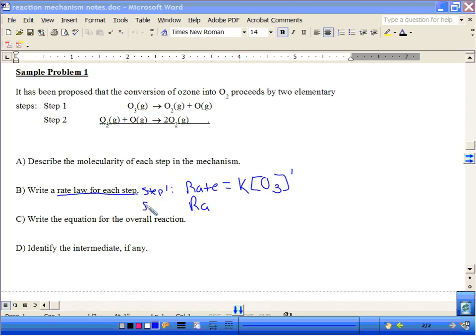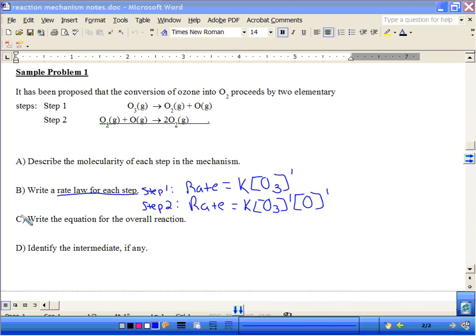So for step 2, it's rate equals K times O3 raised to the first power and O raised to the first power. And that's as simple as that gets for each step. You cannot do that for the overall reaction, but for each elementary step, that's all you do.